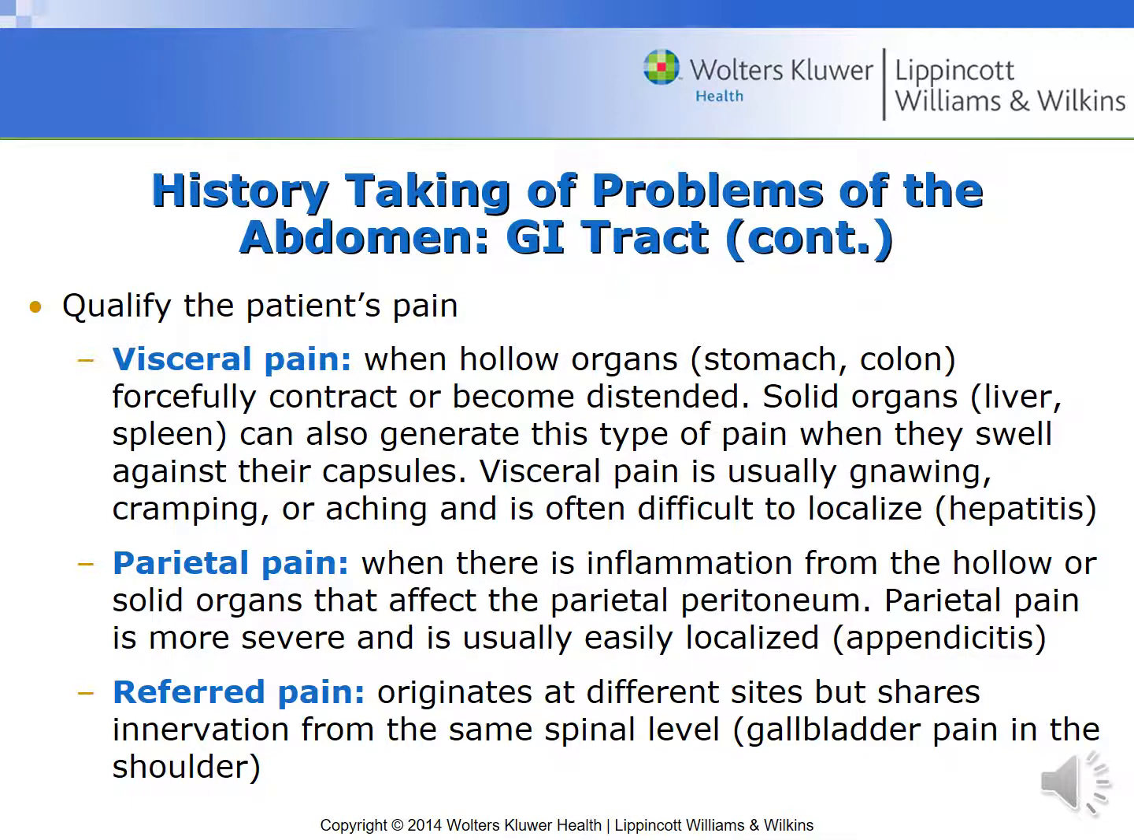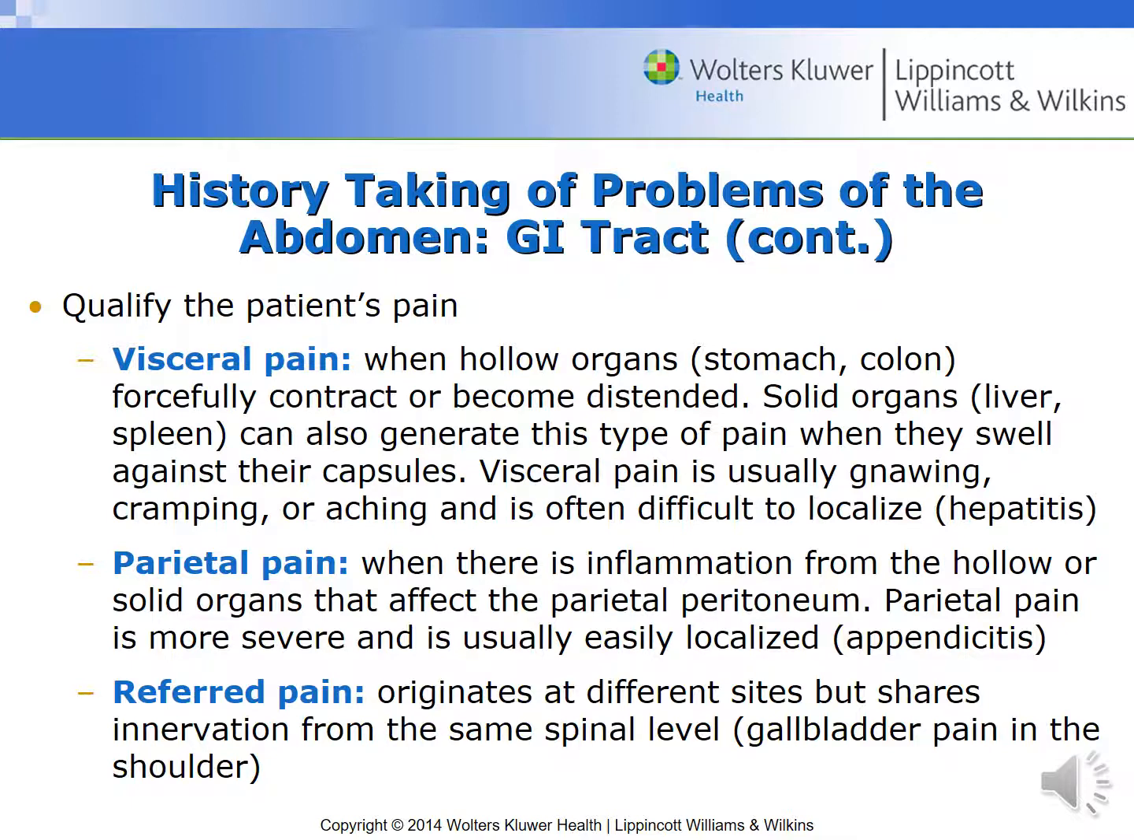If you have visceral pain in the periumbilical area, that might signify an acute appendicitis from the distension of the inflamed appendix. And then, of course, that will gradually change into a parietal pain, which we'll move into here. That's where there's inflammation from the hollow or solid organs that affect the parietal peritoneum. So parietal pain is more severe and is usually easily localized, whereas visceral pain is difficult to localize, where parietal pain is easy to localize.